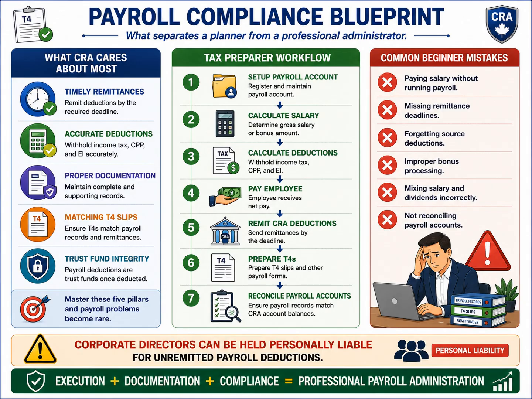The process begins with setting up the payroll account. Once the account is established, salary amounts are calculated. Required deductions are then determined, and the employee receives their net pay. The withheld deductions are remitted to the CRA. Year-end T4 slips are prepared. And finally, payroll accounts are reconciled to ensure everything balances correctly.